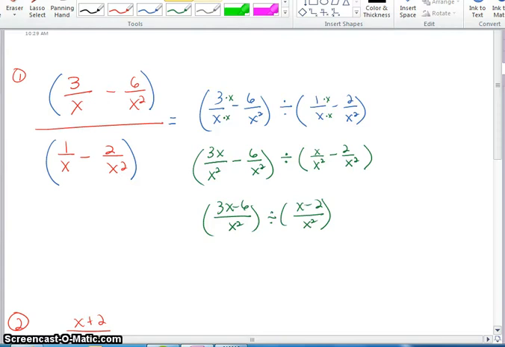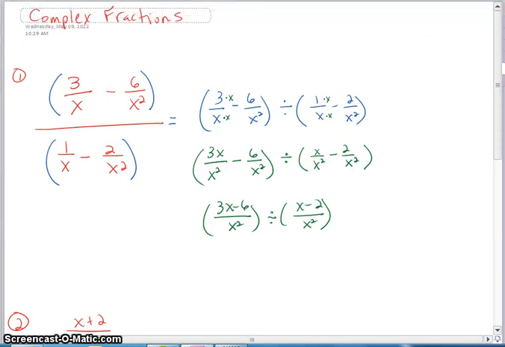Dividing is the same as multiplying by the reciprocal. So I'm going to change it and multiply by the reciprocal. And now I just reduce. So the x squareds are gone. The numerator factors. I can pull a 3 out. The x minus 2's are now gone. So my answer is just 3.